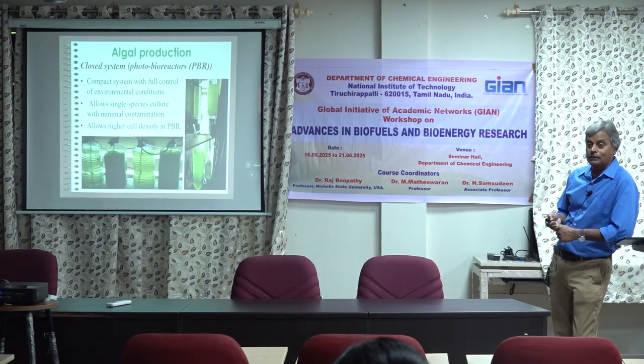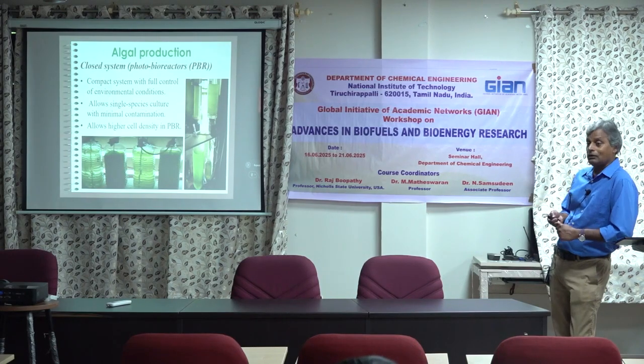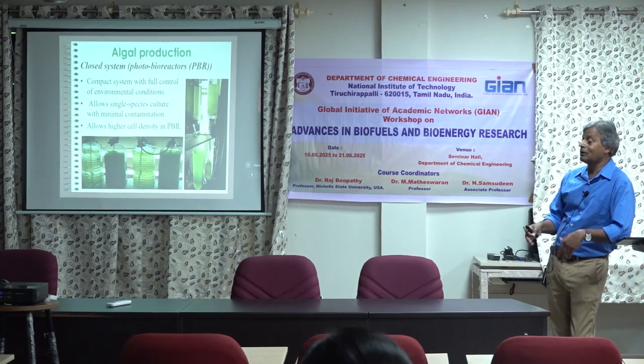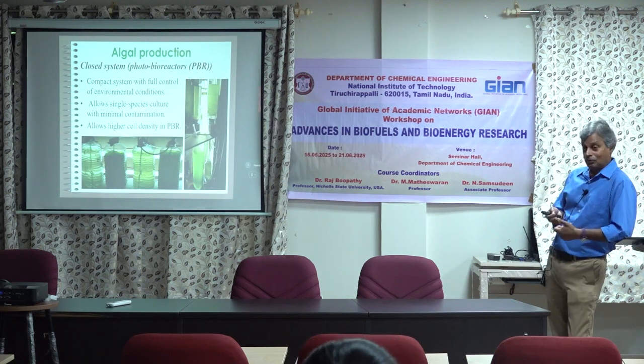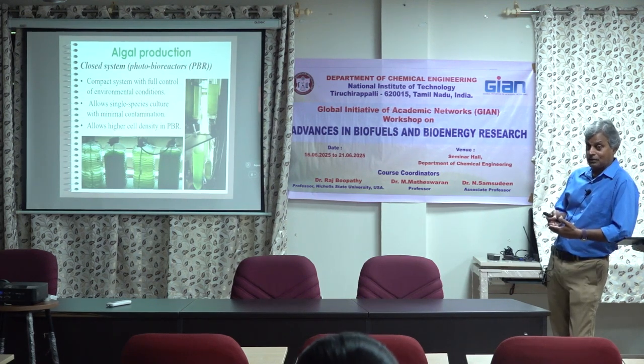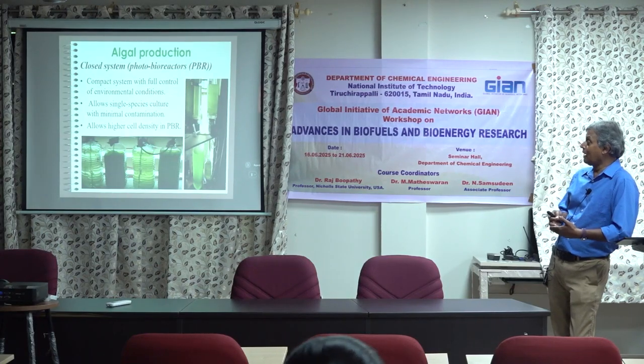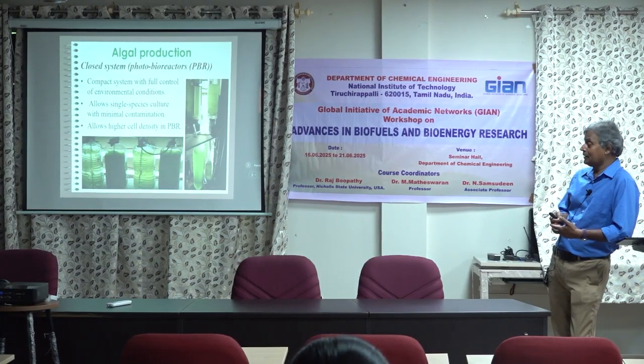And if you're using a bioreactor in a closed controlled system, this is how it looks. You need to provide light, and you have a photobioreactor system. It's a closed, compact system with full control of environmental conditions. You manage everything. You don't have a contamination problem because you control everything. So you can grow single-culture algae. There's no problem of contamination. You allow high cell density when you use a photobioreactor.